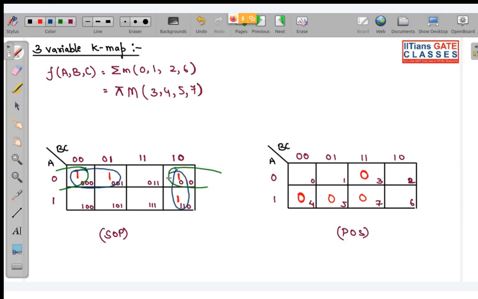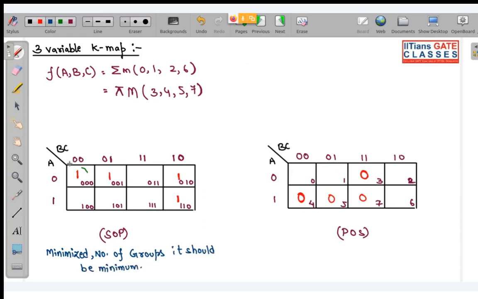But if I want to get the minimized expression, so listen very carefully, note this down afterwards. If I want to get a minimized expression, the number of groups, either of 0 or 1, should be minimum.